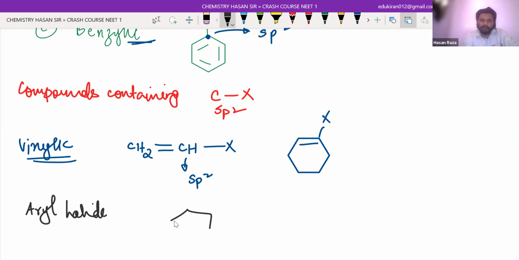That means directly X is connected to the benzene ring. So this is your aryl halide. Is that clear? So this is the basic classification.